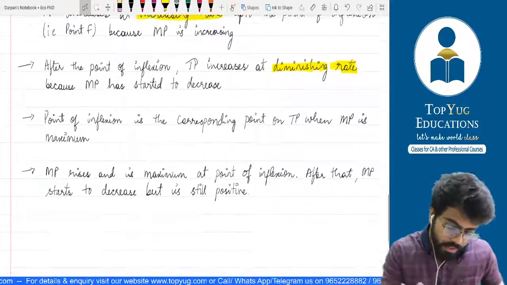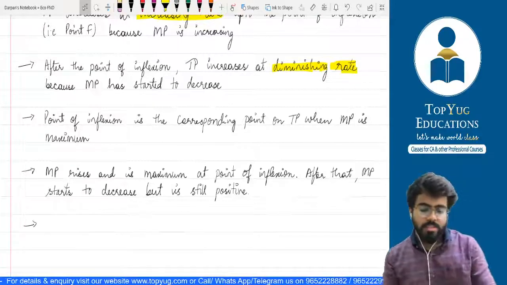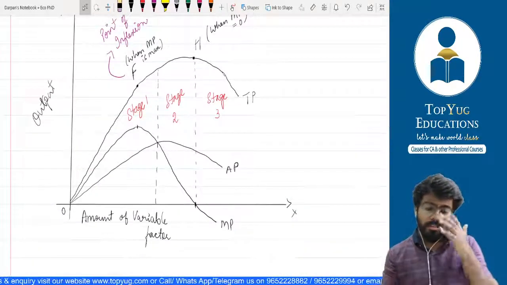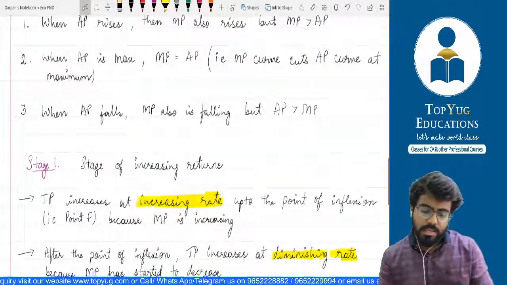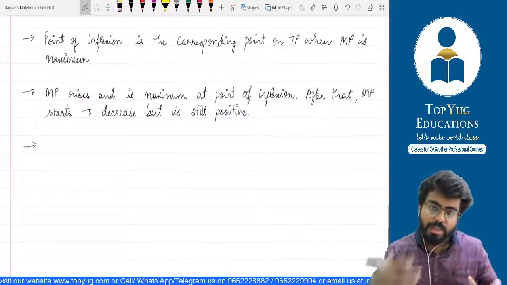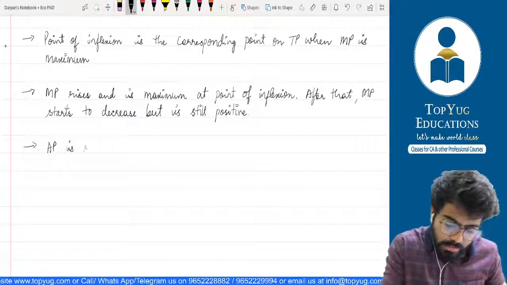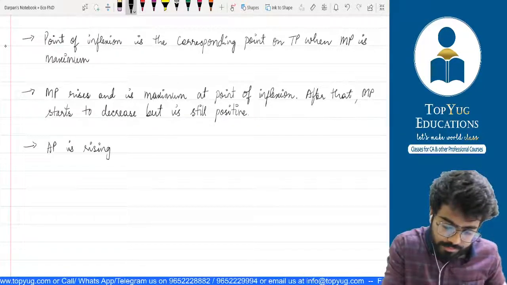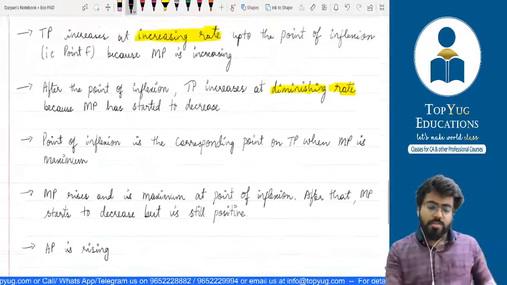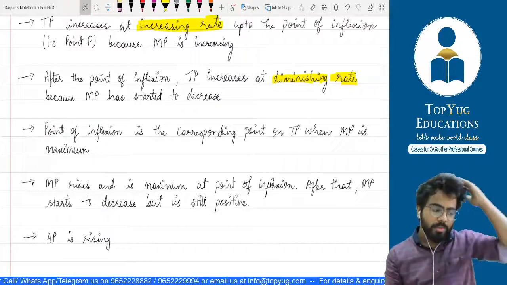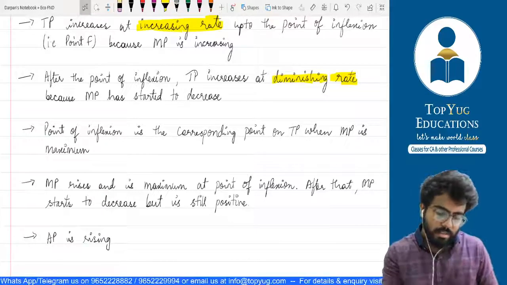Write about AP. What is happening to AP in stage 1? See, in stage 1, what is happening to AP? AP will be rising. Correct? AP is rising. Stage 1 ends only when AP is starting to decline. So AP is rising all the time. Alright, so for stage 1 we have defined what is happening in stage of increasing returns.